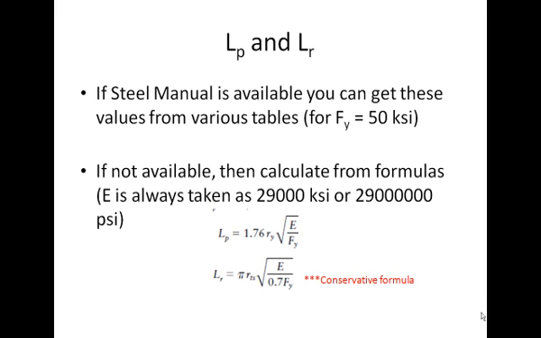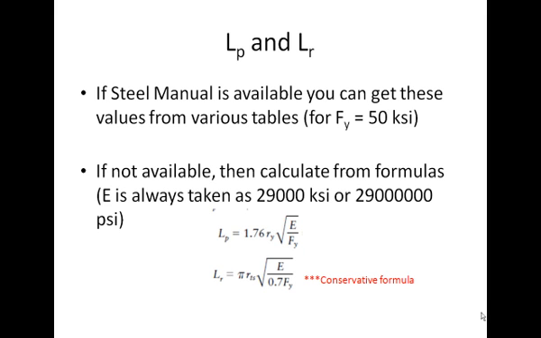If you don't have the steel manual available, then you'll have to calculate it from a formula. These formulas are as shown on this slide. The modulus of elasticity is always taken as 29,000 KSI for structural steel. It should be mentioned that the formula you see there for L sub R, this dividing line, is a conservative formula. There is a much longer formula that's listed in the steel manual that's more difficult to calculate.